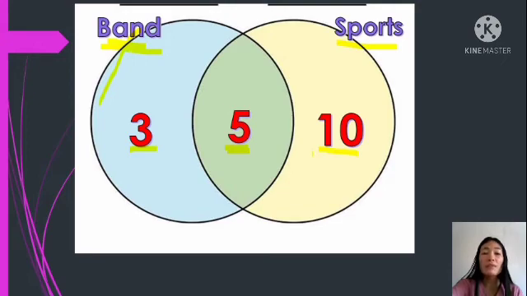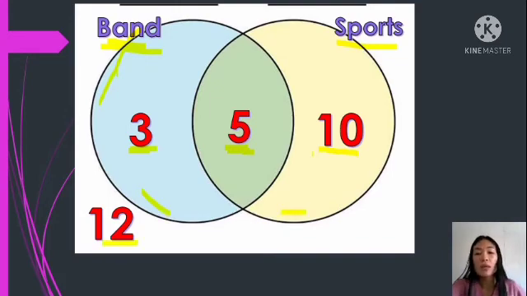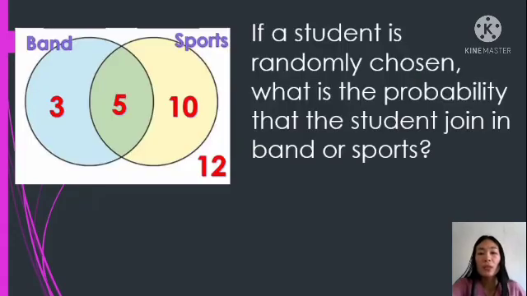Okay, so in this Venn diagram, there are 8 students joining in band and there are 15 students joining in sports. And the rest of the students did not join either in band and in sports. That is why they belong outside these 2 events. Okay. So question. If a student is randomly chosen, what is the probability that the student joined in band or in sports?